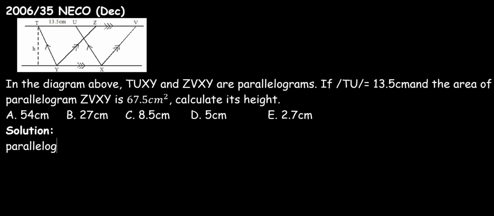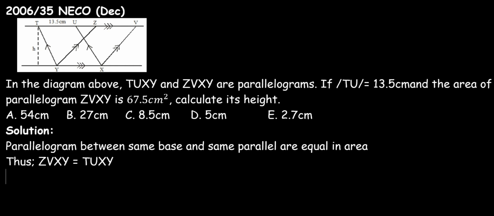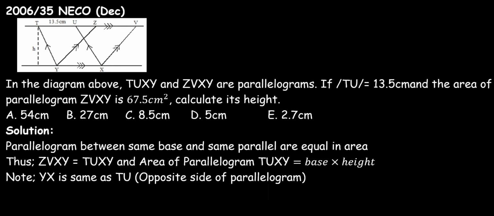Solution. Parallelograms between the same base and the same parallels are equal in area. Thus, ZVXY is equal to TUXY. And area of parallelogram TUXY is equal to base times height. Note that YX is the same as TU, opposite side of a parallelogram. That's the reason. So, substituting for the given values, for area of parallelogram TUXY equals base times height, we have 67.5 equals 13.5 times h. And that will give us 67.5 divided by 13.5 equals h. Thus, h is equal to 5 cm.